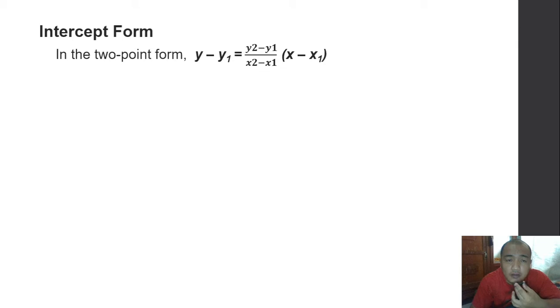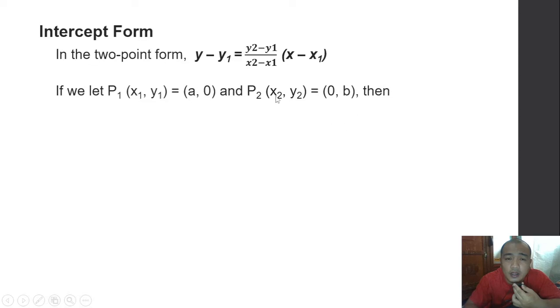So here we are now deriving the intercept form of the equation of a straight line. We can derive that using the 2-point form of the equation of a line, y minus y sub 1 equals y sub 2 minus y sub 1 all over x sub 2 minus x sub 1 times quantity x minus x sub 1. Now if we let P sub 1 (x sub 1, y sub 1) be (a, 0), that means x-intercept, and P sub 2 (x sub 2, y sub 2) be the y-intercept (0, b). By the way, small letter a is the symbol for x-intercept, small letter b is the symbol for y-intercept.